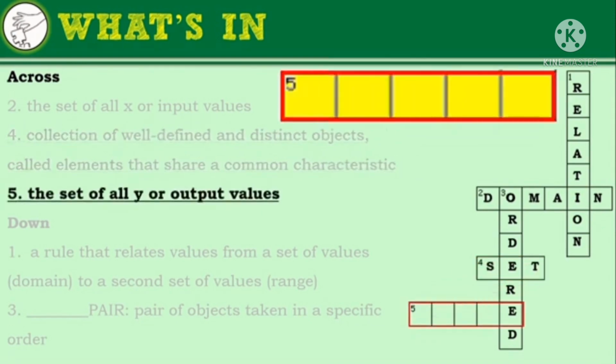Last one, across number 5. The set of all y or output values. What do you call that? Your clue there is it ends with letter E. You already have the domain. This is the pair of domain. That means we are referring to the range. Okay, we have completed our crossword puzzle, but before that, let's clarify on range.